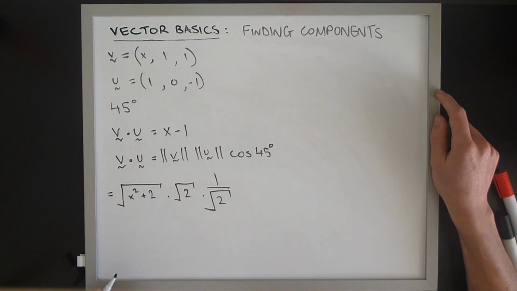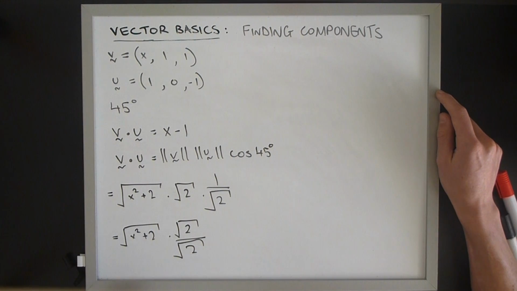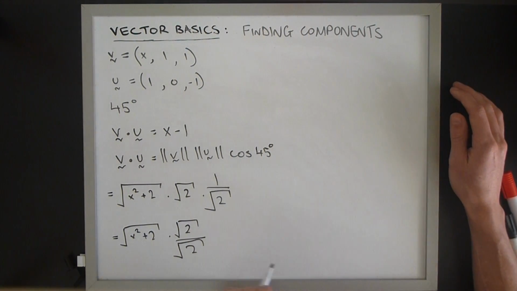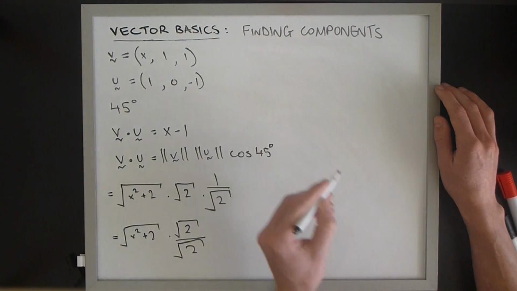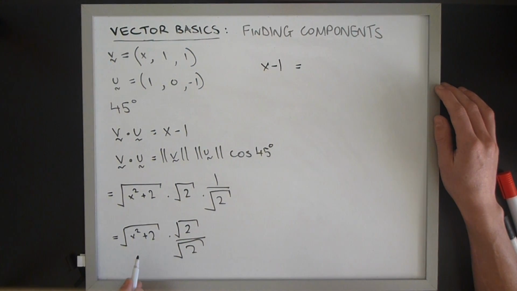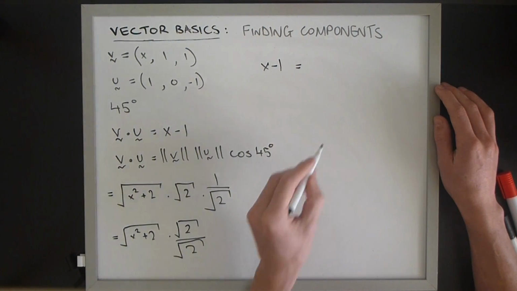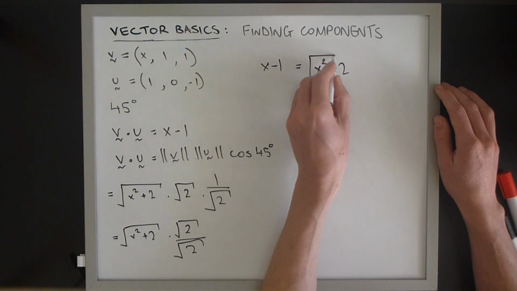So we can rewrite this now as root x squared plus 2. We can combine these two to be times root 2 on root 2, which we know would equal 1. Now, because these two dot products are the same, we now have two sides of our equation, which is x minus 1 equals, because this is multiplied by 1, the square root of x squared plus 2.